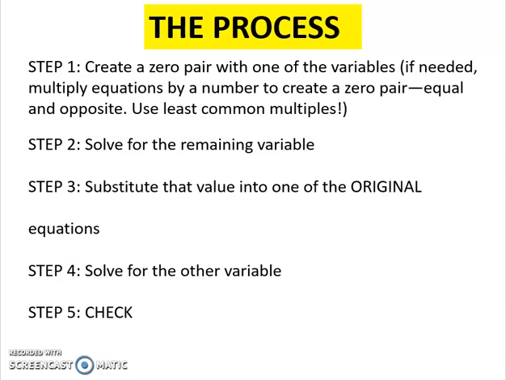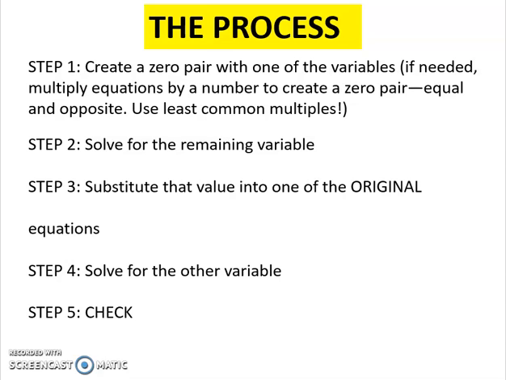Your quick overview of the process. First thing you want is a zero pair with one of the variables. Remember, zero pair means equal and opposite. They add to zero, right? We're going to use least common multiples to make that happen. If you forgot what that means, I'll talk a little bit about it in this video. If you need more help, go YouTube it and see what you can find out, okay?